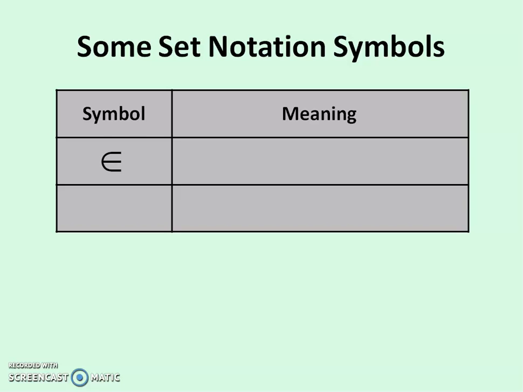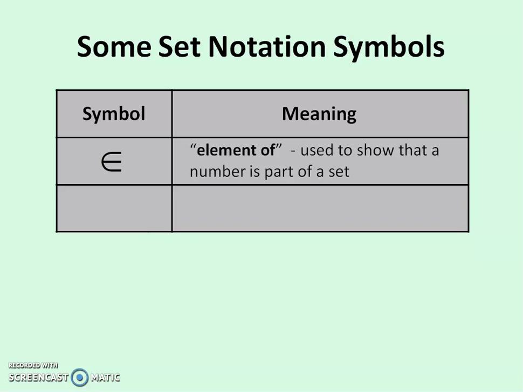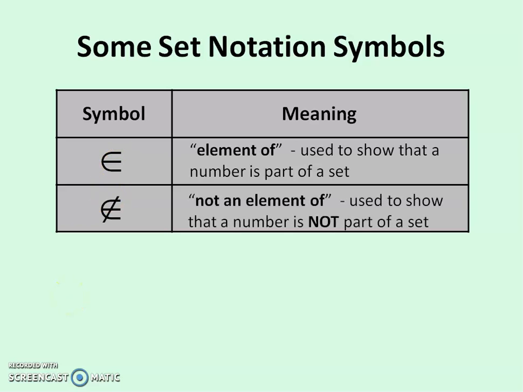part of a set. So this curved looking capital E, that symbol means element of. And it's used to show that a number is part of a certain set. And the E with the line through it means not an element of. That's used to show that a number is not a part of a set.